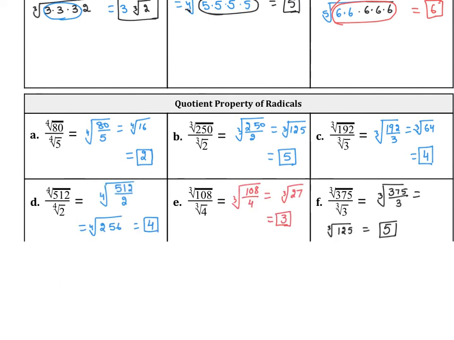Next is letter D. When you divide 512 by 2, you get 256. Fourth root of 256 is 4, so 4 is your answer. 108 divided by 4 is 27. Cube root of 27 is 3. 375 divided by 3 is going to be 125. And cube root of 125 is 5. So 5 is your answer.